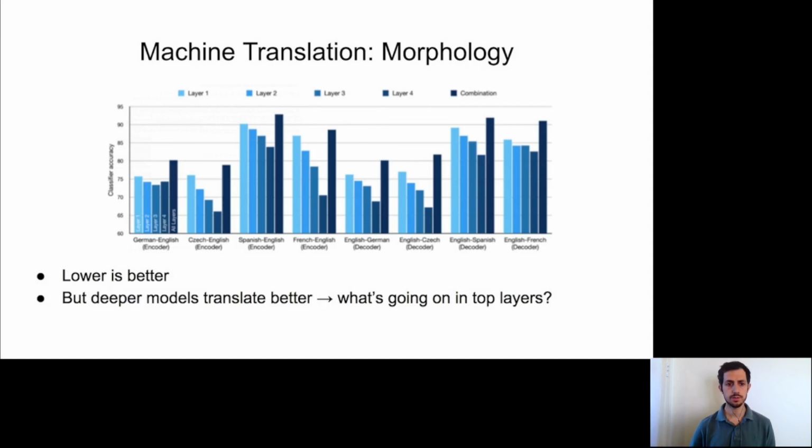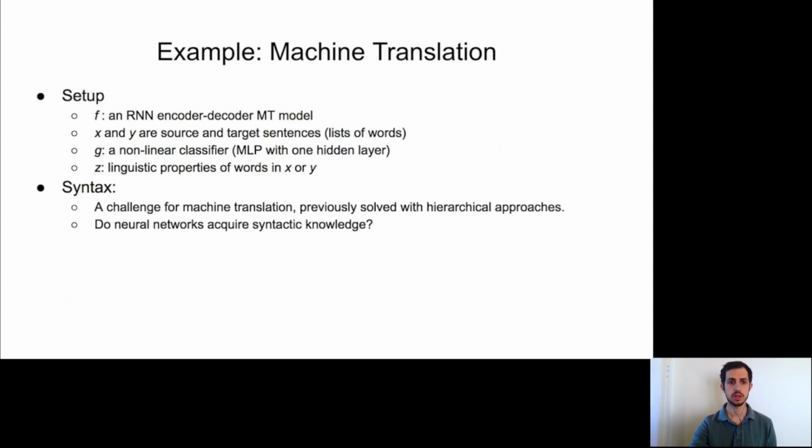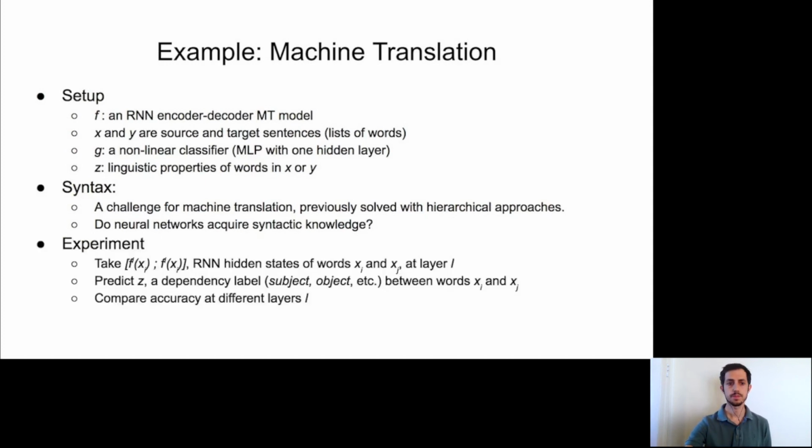Okay, so here's the pattern. Lower is better for morphology. What's going on in top layers? We go back to our setup with the classifier. Our setup is now that we have, again, the classifier, and this time we'll try to predict a different property, some syntactic property. And we know that syntax is also a challenge for machine translation systems. Previously, it used to be solved with hierarchical approaches or syntax-based MT. So again, our question will be whether neural nets acquire syntactic knowledge when they learn to perform machine translation.